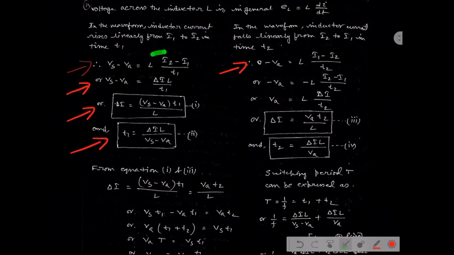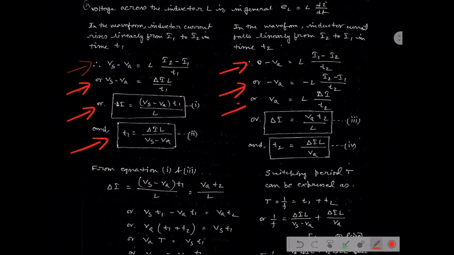In the first case, current gradually increases from I1 to I2. That is why the expression was I2 minus I1. In this case, current gradually decreases from I2 to I1. That is why the expression is I1 minus I2 by T2 during T2 time. Okay, that means after simplification, we can write minus Va equal to minus L times (I2 minus I1) by T2.